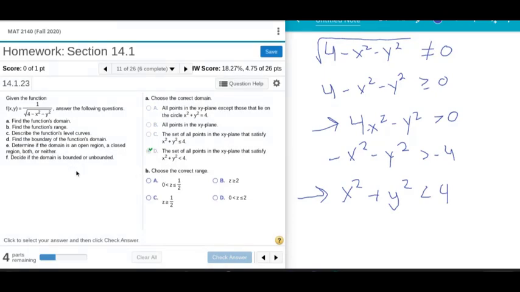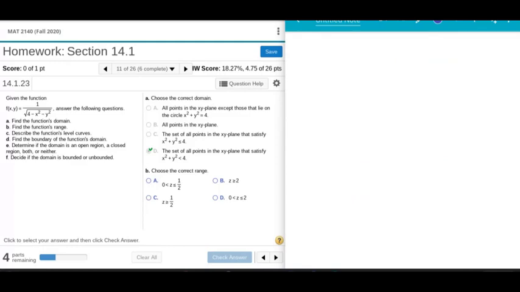Okay, so next, the range. What kind of numbers come out of this function? So we know that we're not going to plug in anything outside of the domain that we just figured out. Think about what kind of numbers come out of this function. We have 1 over a square root. So no matter what numbers we plug into the square root, it's going to be positive.